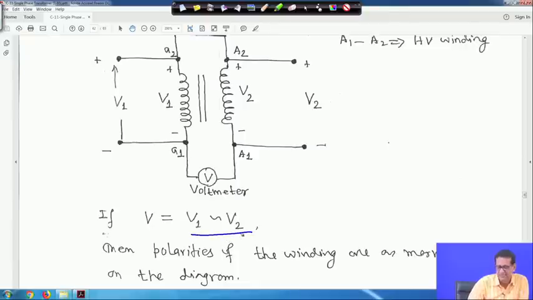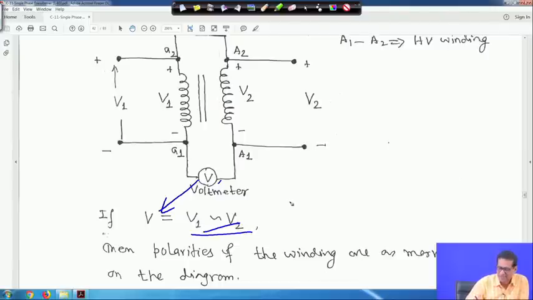If you get it like this, then why have I used the difference operator? The polarity as it is marked in the diagram will remain as it is, it will not change, it is unchanged. If you get the reading of the voltmeter like this, why have I used the difference operator? It is a small exercise for you.